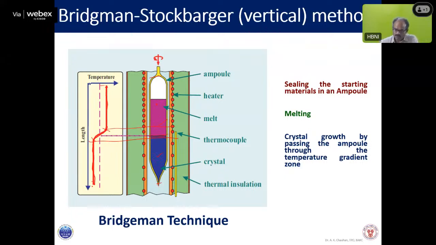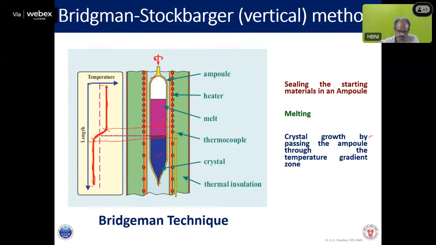You can also seal the crucible for some materials which have a difference in vapor pressures. You can use sealing inside an ampule, or otherwise the crystals can be grown without sealing also. So this is crystal growth by passing the ampule through the temperature gradient zone.